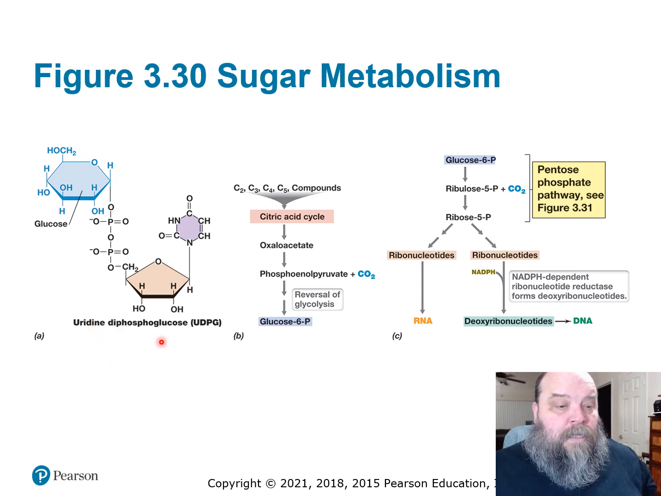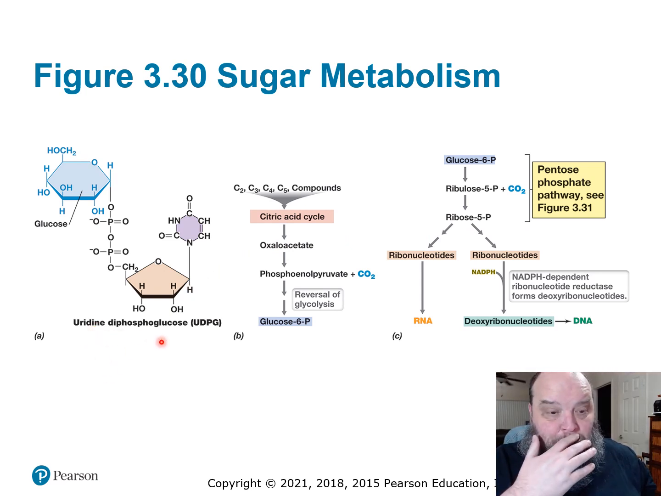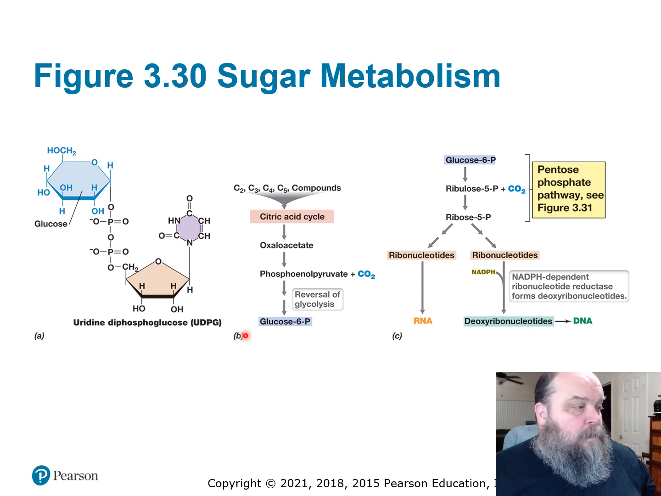The uridine diphosphoglucose, UDPG. Here's our ribose, here's our uracil, a diphosphate, and a glucose. By targeting glucose this way, it sequesters it away from glycolysis. It means it's now going to be readily available to enzymes to start forming the basis of NAG and NAM.